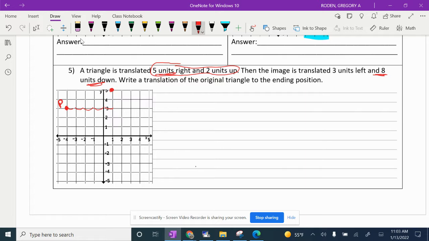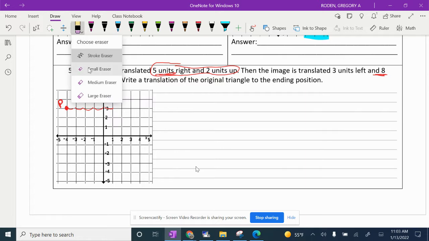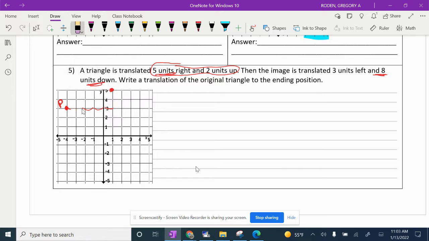Do you guys agree with me on that? Okay, I'm going to erase those. What should we call that new point, guys? We started with P. Our pre-image was P. What should we call this point? How about P prime? We translate. Don't we put a prime on it to show that?